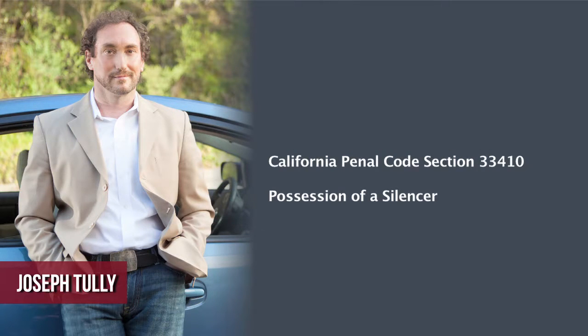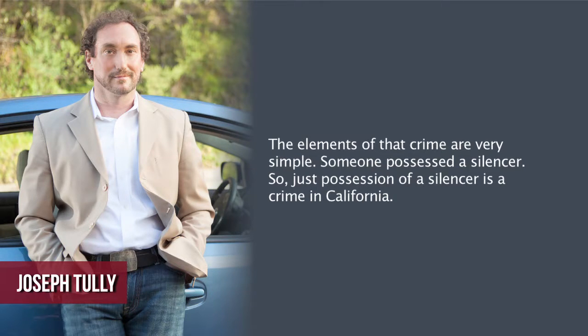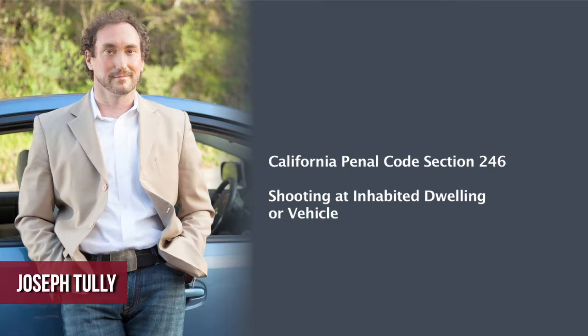California Penal Code Section 33410 is possession of a silencer. And the elements of that crime are very simple. Someone possessed a silencer. So just possession of a silencer is a crime in California. The last two code sections that I'm going to talk about deal with shooting weapons.